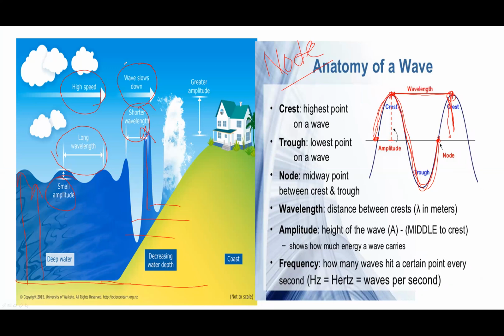So crest is the region above the mean line. Trough is the region below the mean line. Node is the point at which the amplitude is 0. Antinode is the point at which amplitude is maximum.